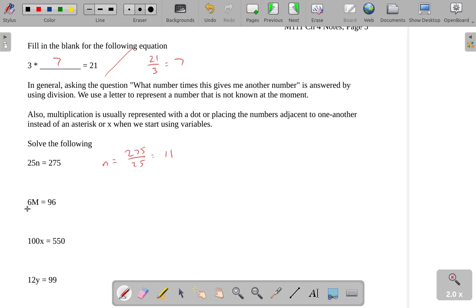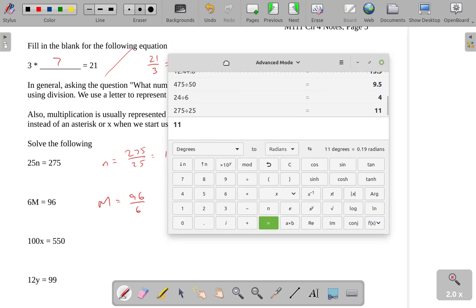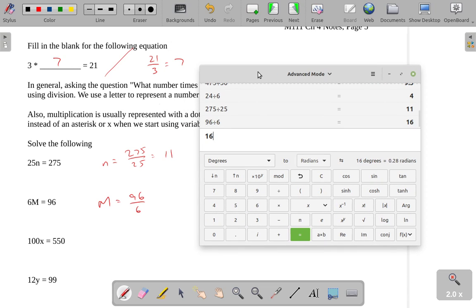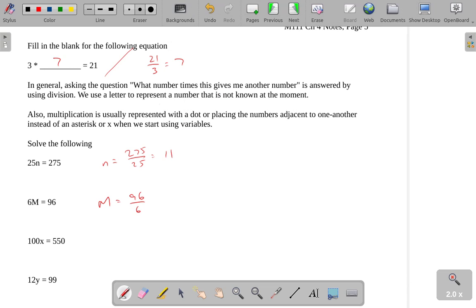M, in this case, what number times 6 gives us 96? Capital M would be 96 divided by 6, for the same reason. So we pull out our calculator. 96 divided by 6 gives us 16. So M would be 16.